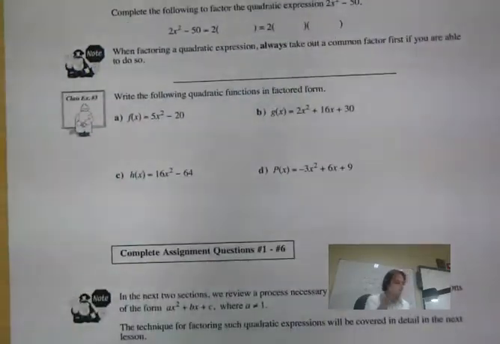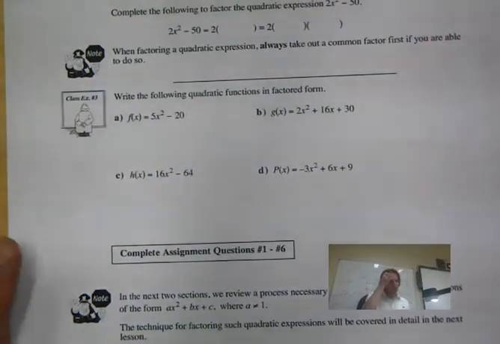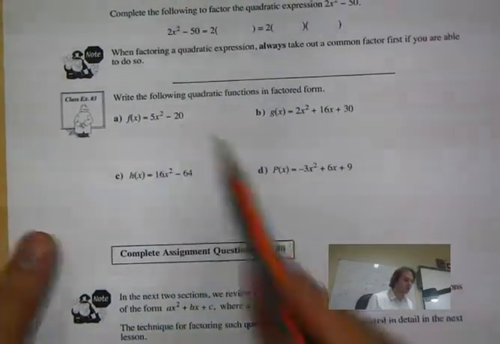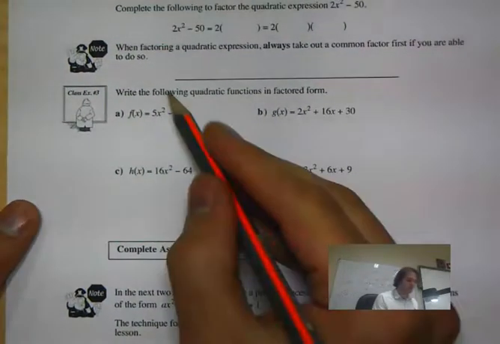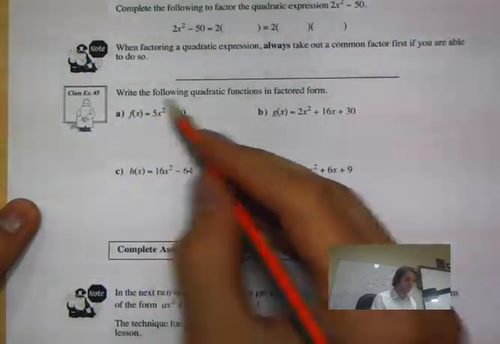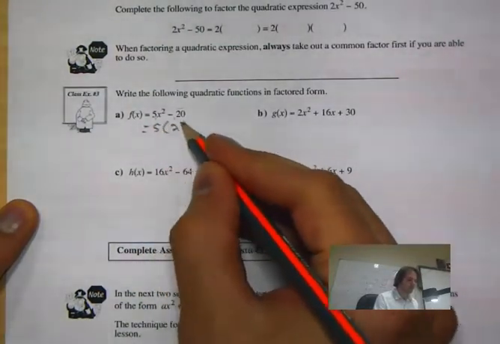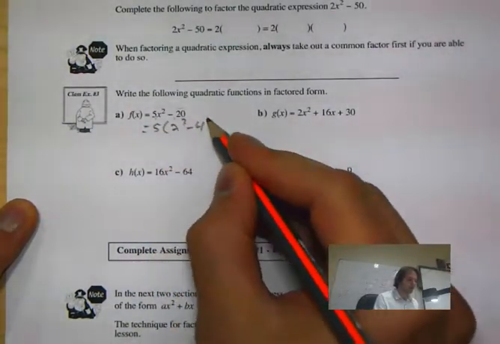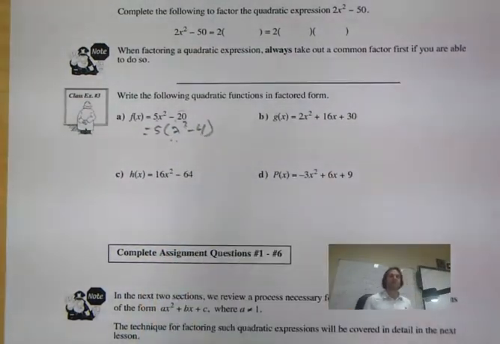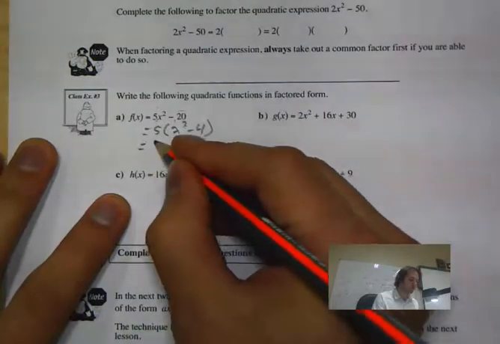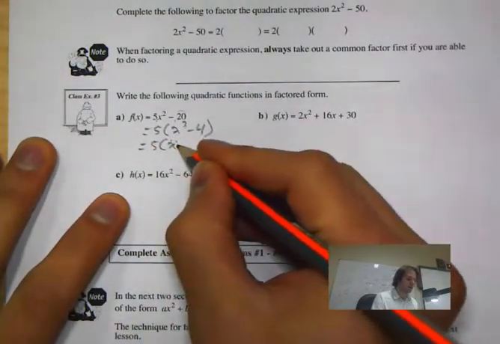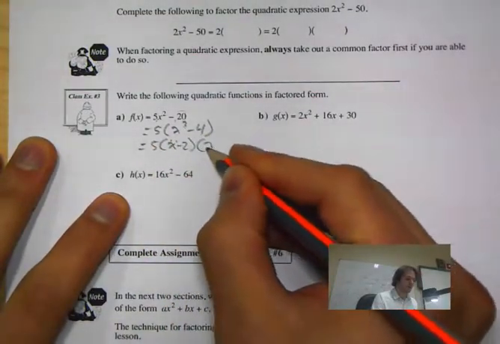It says, write the following functions in factored form. So here, we have a little bit of a problem. It looks like it should be a difference of squares, but this isn't a perfect square, neither is this. So first, I'm going to factor out the 5. And we're left with x squared minus 4. Now looking at this, here is a perfect difference of squares. Both of them are perfect squares. So I get 5, I get x minus 2, and x plus 2.